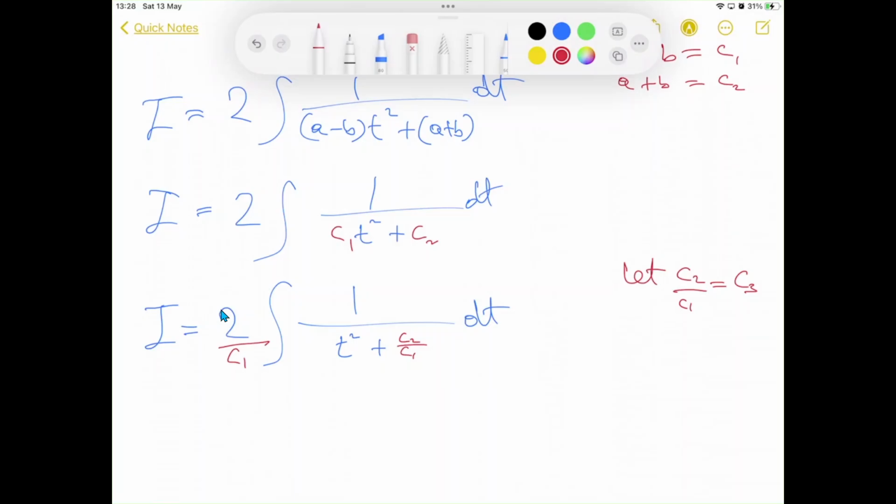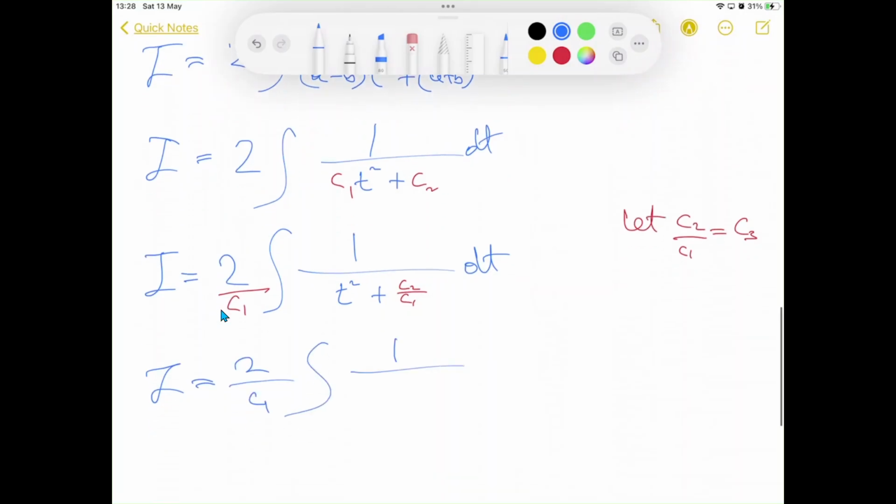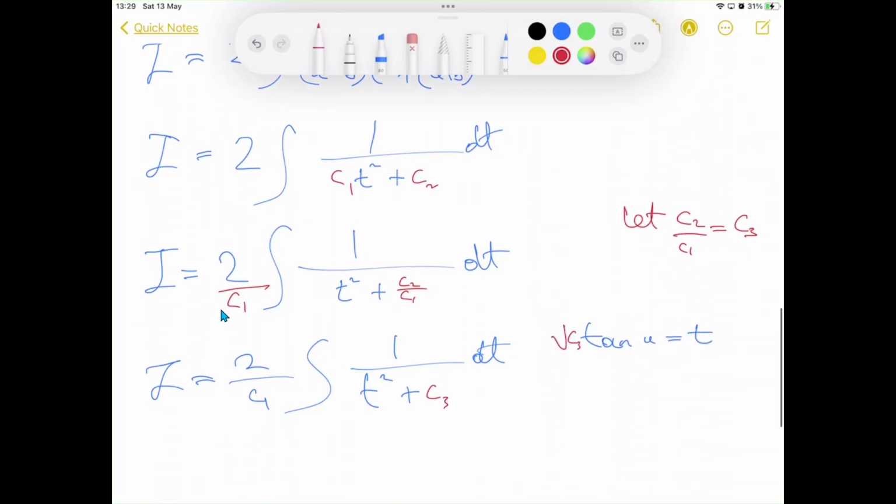So the integral equals 2 over c1 times the integral of 1 over t squared plus c3, sorry, not c cubed, c3, dt. And I'll write c3 in red, why not? Now, should we take a substitution? Let's say tangent of u, yes, u is equal to t. And let's put the square root of c3 as a constant multiple in front of the tangent of u.